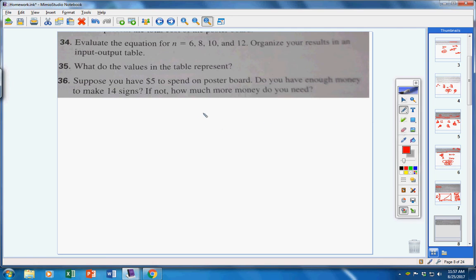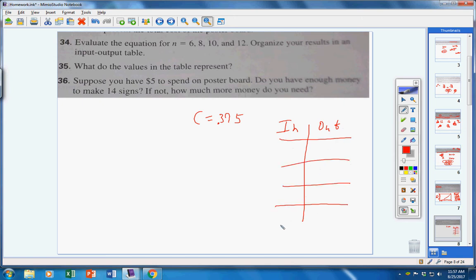My function is 0.375. Now next, they want us to organize an input-output table using numbers 6, 8, 10, and 12. Alright. Now again, I'm not going to be rude about this, but I'm also not going to go super slow. It's just simple mathematics using a calculator, and so that's what we're going to do.